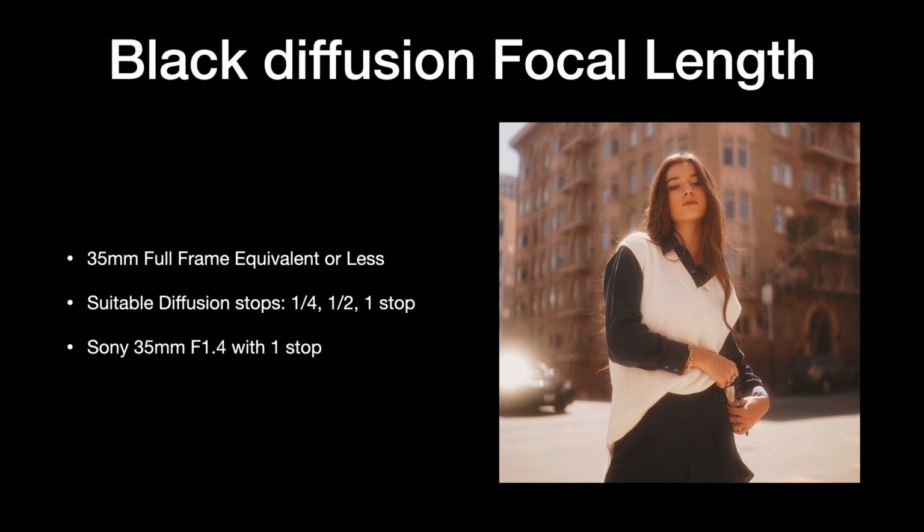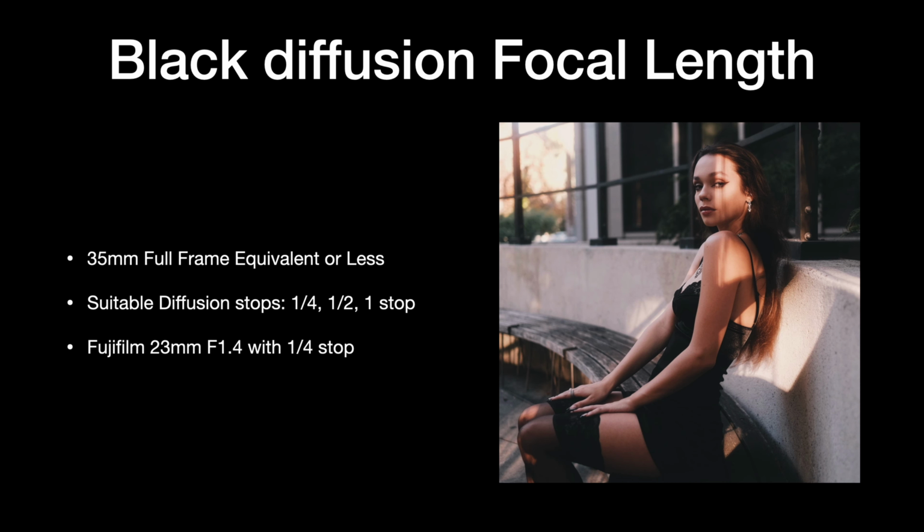Usually if there's no diffusion filter on this lens, it will be too bright on the lower left corner of the car, but because of the 1 stop, it completely softened out the strong reflection from the car. It created an extra nice softening element on that side as well. So that's one of the things I like, using a higher stop on this 35mm equivalent or less.